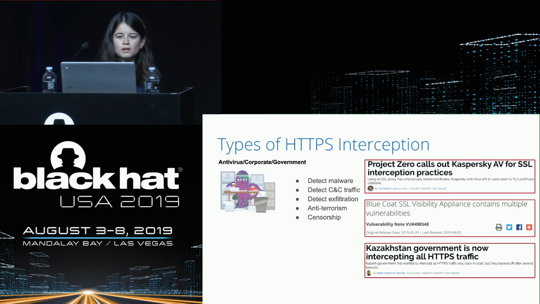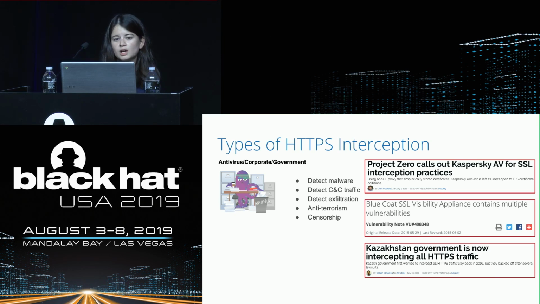Even when these middle boxes are meant to improve the security of connections, they can increase the attack surface of an HTTP connection. Some examples of this are vulnerabilities in Kaspersky, an antivirus software, and Blue Coat, one of the most popular corporate proxies.